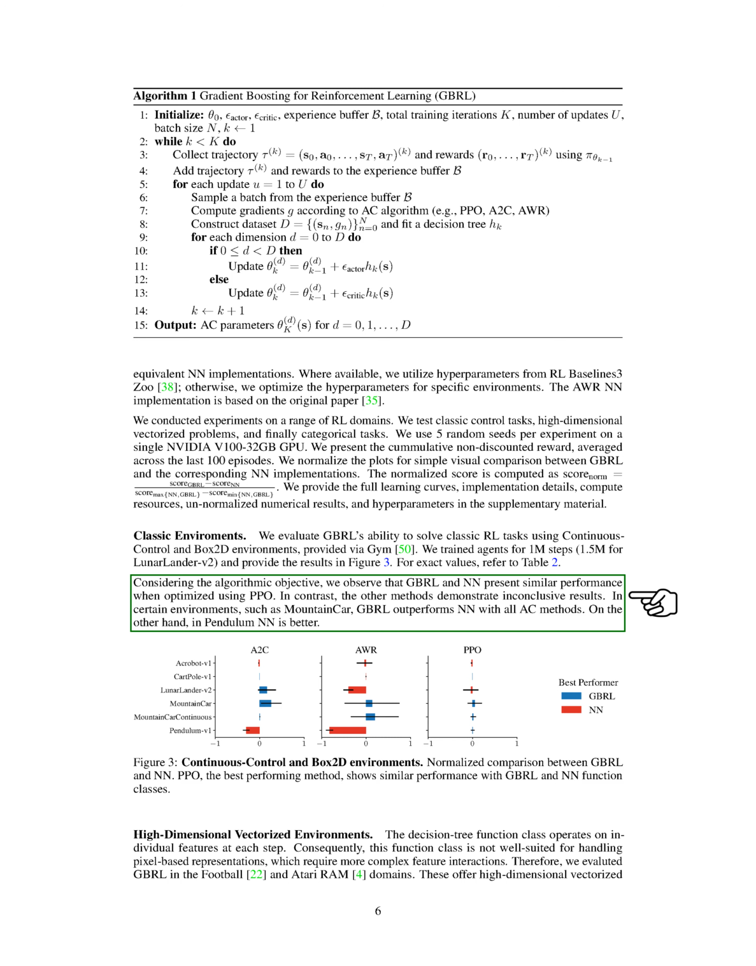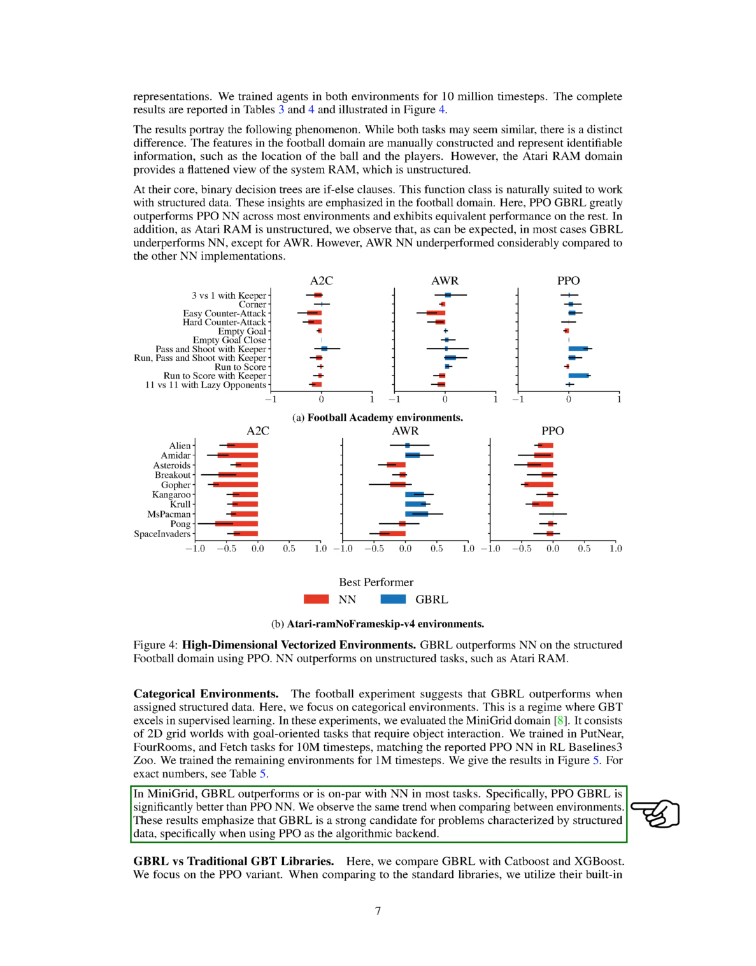Moving on to high-dimensional vectorized environments like football and Atari RAM, we observed that GBRL excelled in the football domain due to its structured data handling capabilities, outperforming NN in most cases. On the other hand, in the unstructured Atari RAM domain, NN generally performed better, except for AWR where GBRL showed better results. In categorical environments like mini-grid, where structured data is crucial, GBRL outperformed or matched NN in most tasks, showcasing its strength in handling structured data effectively.